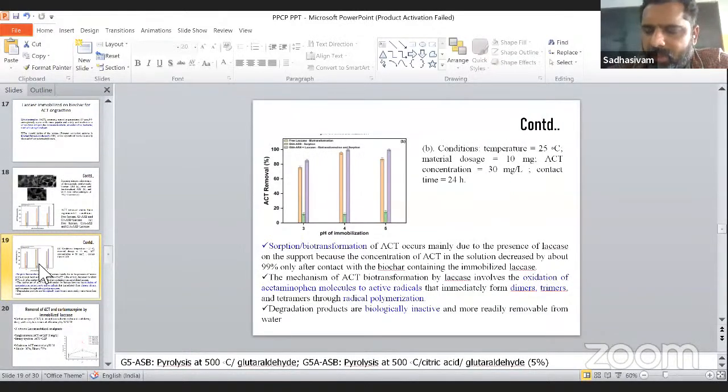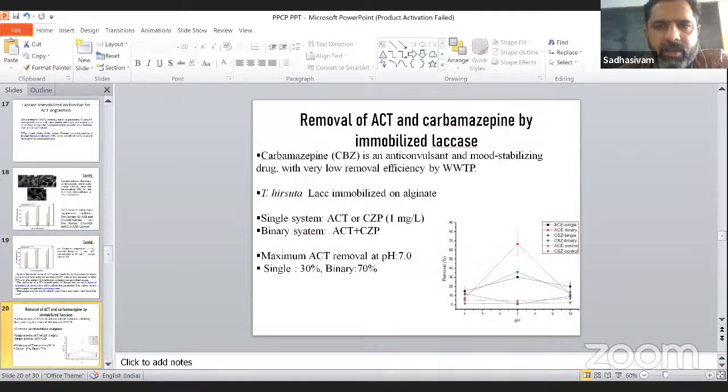The nature of free radicals is that they are short-lived, which means they are active only for a while. Before that, they will cross-link with each other and form different dimers or oligomers. The dimers or oligomers are generally less toxic, so this approach is also quite safe. Another case is where two drugs are used with the same immobilized laccase.